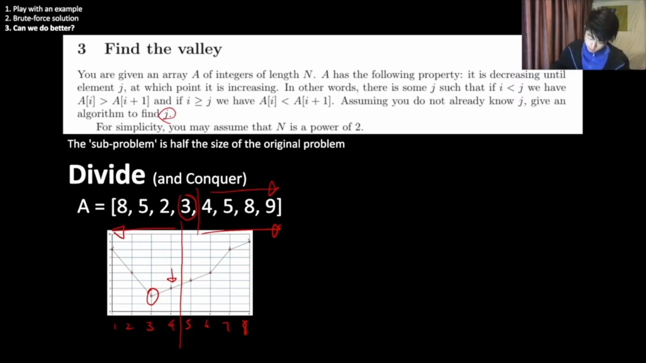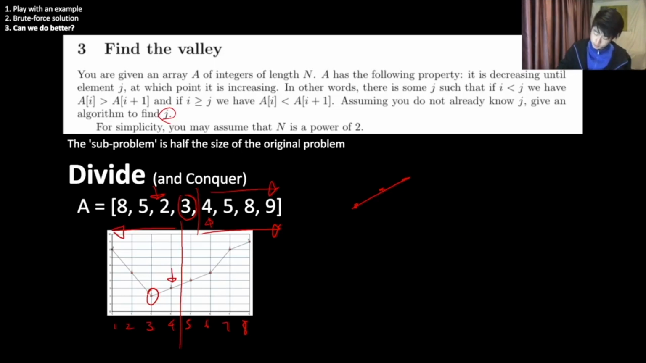Okay, no, because the value has to be smaller than something, and if 4 is greater than 3, the people on the right can't be a value because 3 is smaller than them, so they can't be a value. So therefore, that means we're going to recurse on this left side.